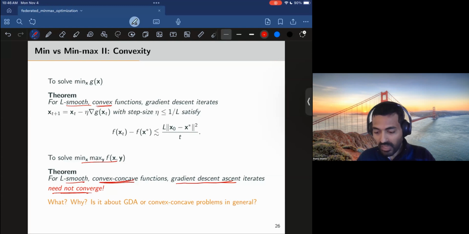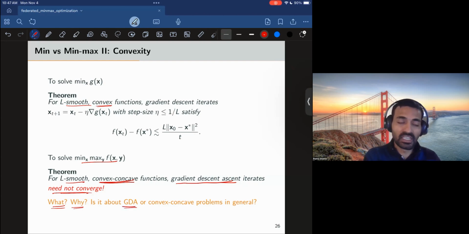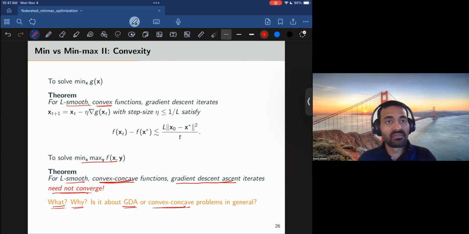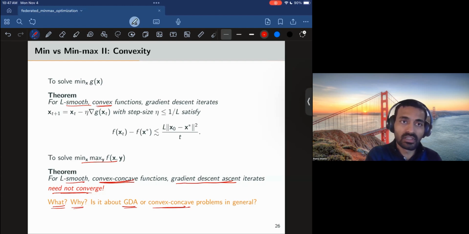So let's try to understand what is happening here. First, we want to understand what it means that GDA won't converge. Second, why is it not converging? And the third question is, is it something to do with the algorithm? Meaning, is there some drawback with GDA or gradient descent ascent that it is diverging? Or is it a problem with the class of functions itself? Like, is it some property of convex concave problems which doesn't give you good convergence? Or is it just something wrong with the algorithm GDA?